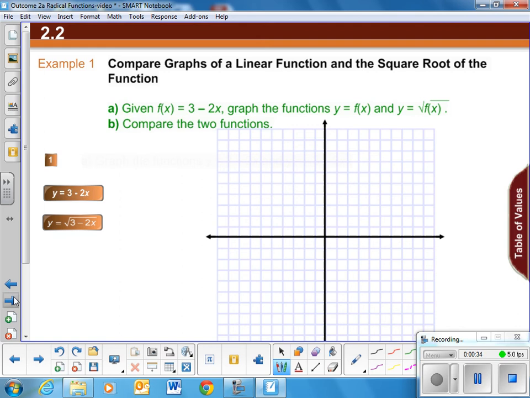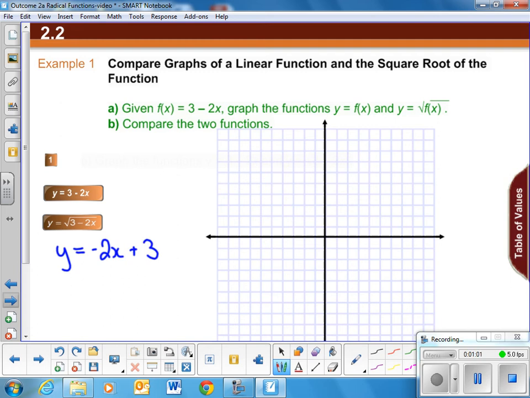Given that f of x is equal to 3 minus 2x, graph the original function and y equals root f of x. So let's start by graphing y equals 3 minus 2x. I'm going to do some rearranging and put the x term first and the number at the end, because now it's in slope-intercept form, which makes it easy to graph.